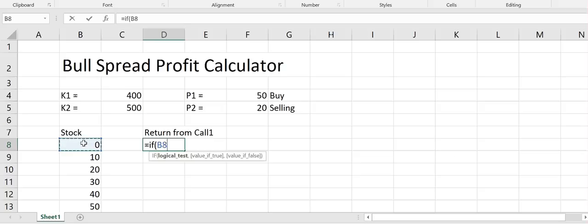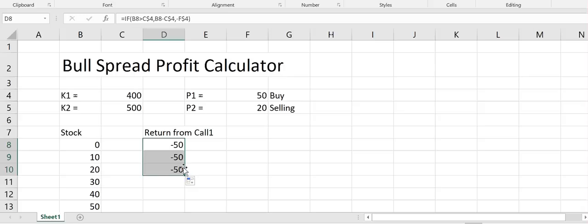So what we have to do is say if the stock is greater than K1, then the profit is equal to stock price minus strike price. Otherwise, we will have a loss, and that will be equal to the premium price. And we have to put the dollar signs so that the reference will not change when we drag the cell down. So you can see that we have a profit of minus 50.